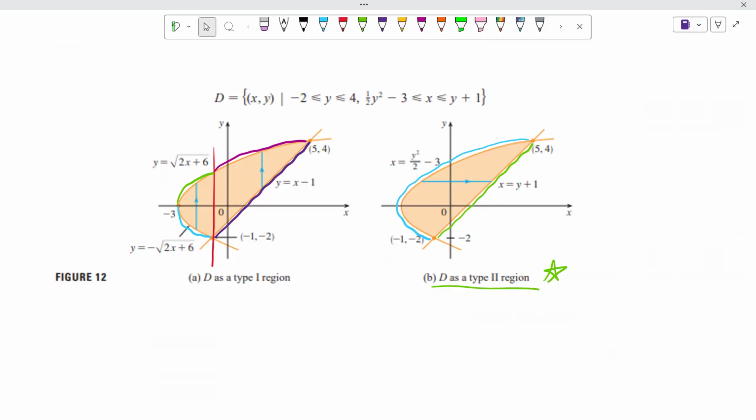Yeah. So rather than splitting that region into two separate ones, which I could do, I could do one integral from, what is that, -3 to 0, where I'm bounded on top and bottom by square root functions, and then another integral from 0 out to 5, where I'm bounded by a square root and a line. It would be easier, I think, instead to reverse the order and look at this thing as a left to right region first. Because then my right bound the whole way through the domain is the line, x equals y plus 1. And the left bound through the whole region is the parabola, x equals 1/2 y squared minus 3.